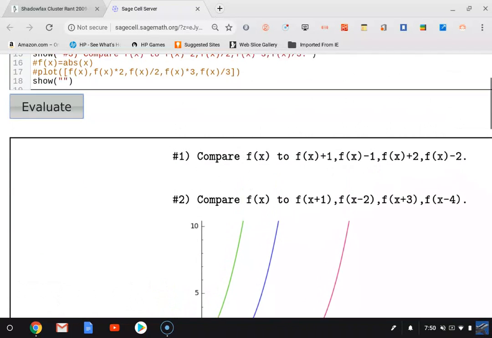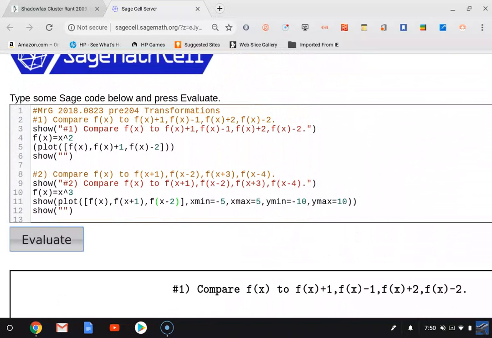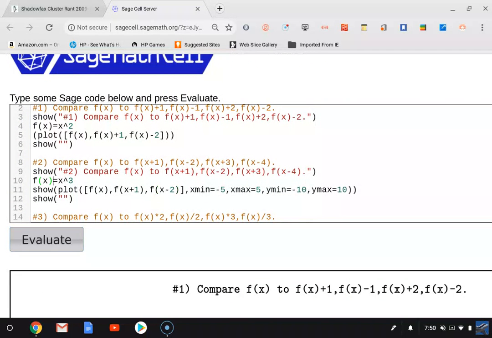That's a good demonstration of what happens when you add or subtract from the x values. That's number 2, or add or subtract from the y values, since f of x is a y value, that's number 1. Okay, let me turn off that show for now.